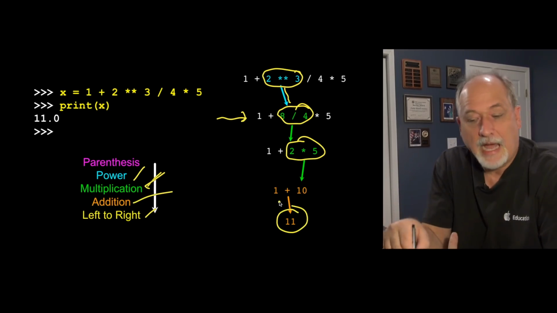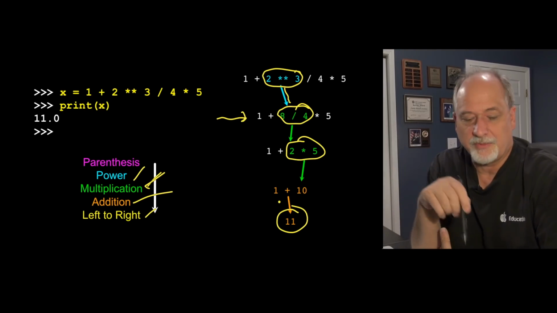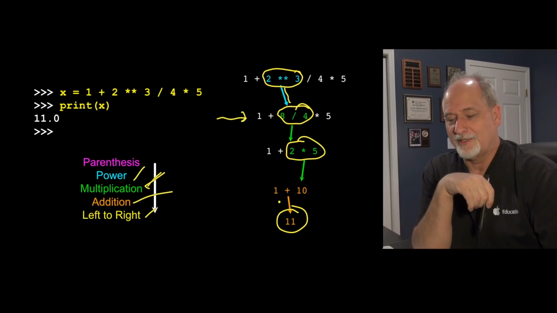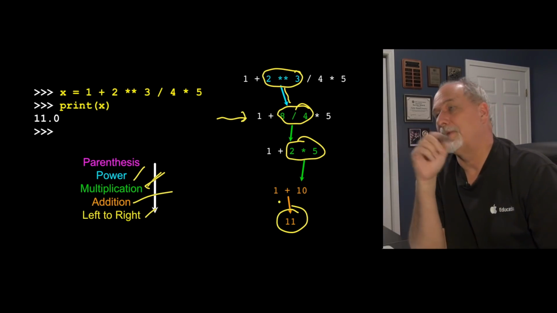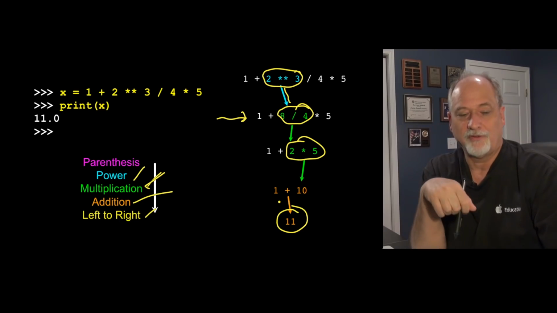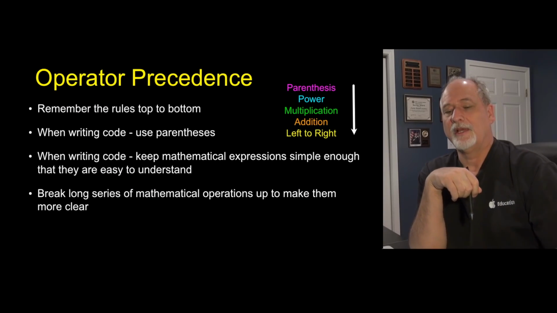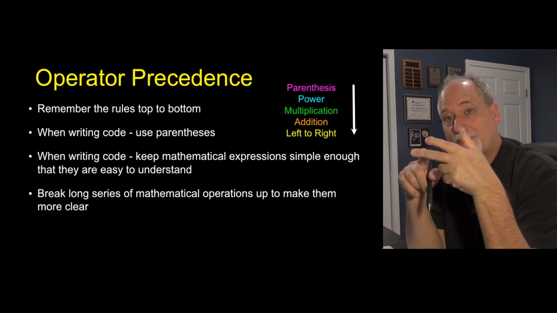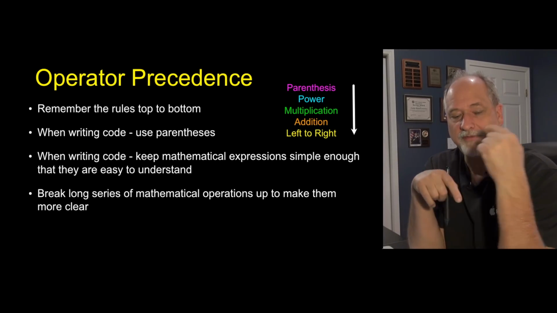And so that's how I would do these problems if I ever saw the problem on an exam. And it's a fun problem to put on exams because there is one and only one answer, and every programming class has usually at least one slide about this stuff. So like I said, the rules go top to bottom: parentheses, power, multiplication, addition, and then left to right within it.